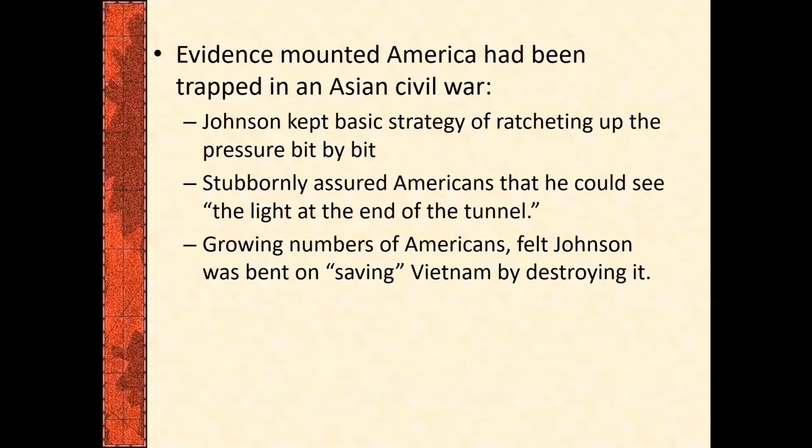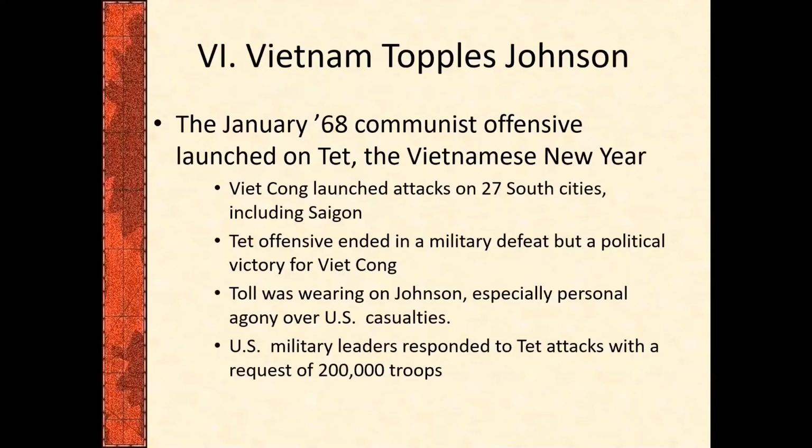Despite this, Johnson continues to keep the strategy of flexible response and ratcheting up the United States' involvement in the conflict. And he even comes out to the American public and says he sees light at the end of the tunnel. This is in 1968, and we'll see here over the next sections of notes when the war actually ends. But because of this and the credibility gap, more and more Americans feel like Johnson was going to save Vietnam simply by destroying it. And so this leads us to Johnson's downfall.